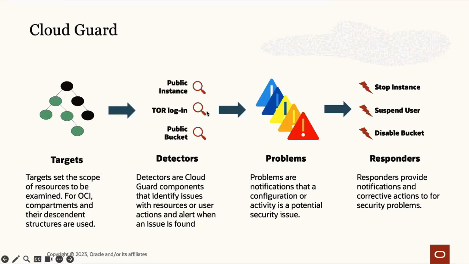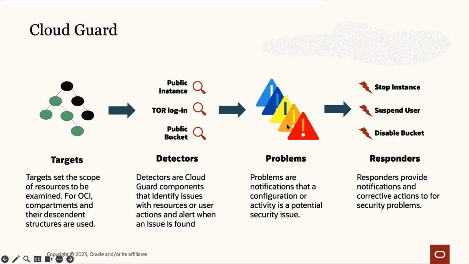Detectors are the CloudGuard components that are going to identify the issues with resources, user actions, and create the alerts when found. So some examples of these, and these are kind of like the recipes we were talking about earlier. You see public instance, public bucket, Tor browser login. These are all common problems. It's usually pretty rare that you want a public-facing instance, and it's exceedingly rare that you would ever want someone to be logging into your environment from the Tor browser.